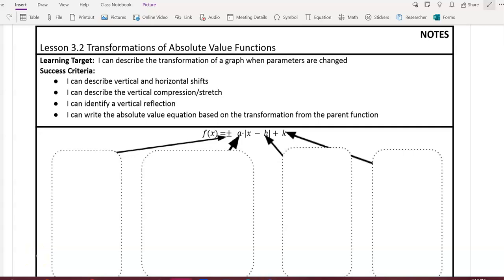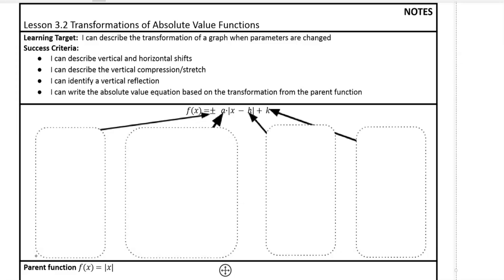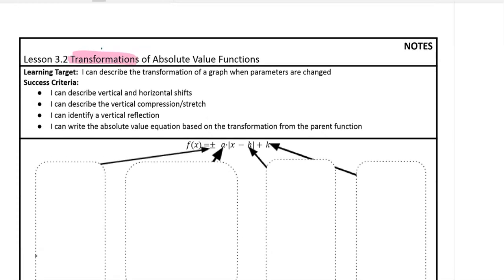Hello and welcome to Lesson 3.2, Transformations of Absolute Value Functions. So continuing our learning from yesterday, where we introduced you to absolute value functions, today we are talking about the transformations of the functions, which actually is just talking about the different changes to the parent graph.